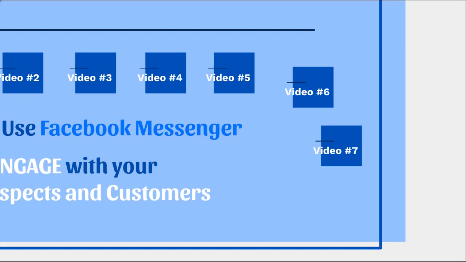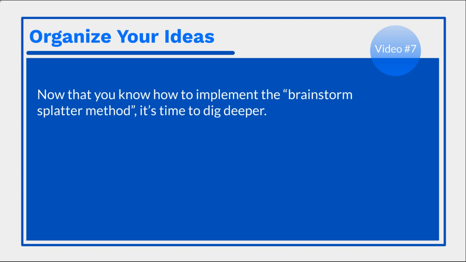Okay, so welcome to video number 7, and let's organize your ideas. Now that you know how to implement the brainstorm splatter method, it's time to dig deeper. Let's organize your questions and answers that we figured out earlier, and based upon that, let's expand on that and make sure that we have everything ready to go so that when we begin the mock-up process, it's going to be easy to see the layout, everything step by step, the question, the yes or no, or whatever that is going to look like in your chatbot.